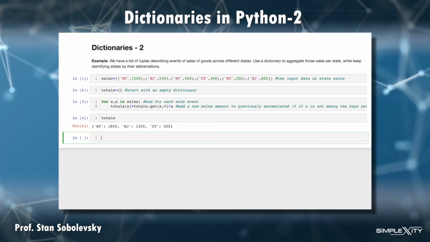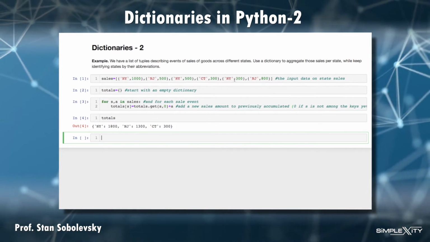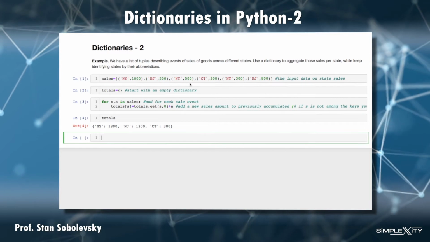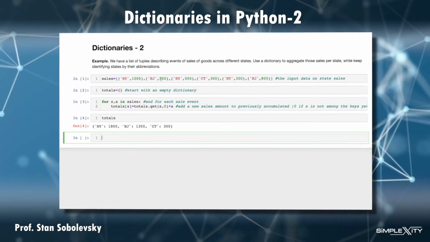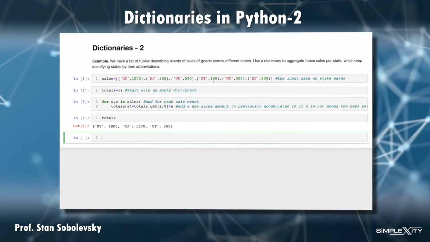So we have 1800 in total for New York. Indeed, we have 3 sales events here totaling at 1800. We have 1300 for New Jersey. Indeed, we had 2 events for New Jersey. The total is 1300, and just 1 event was for Connecticut.